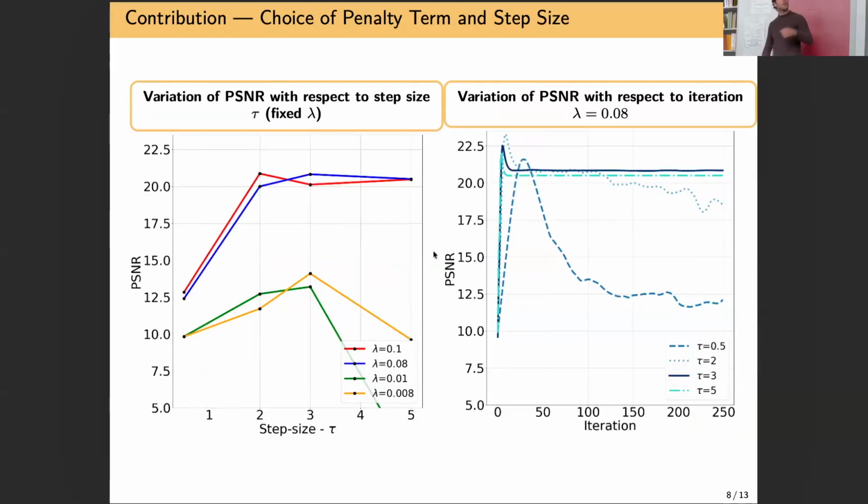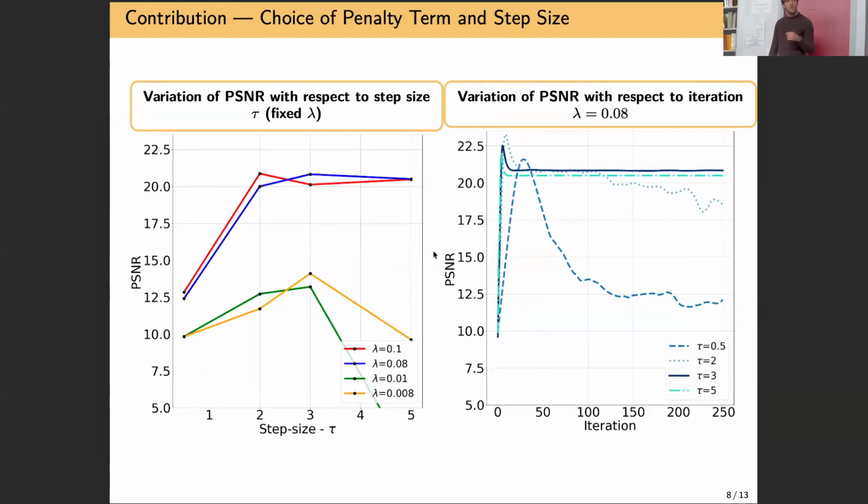Well, I don't know how to do the line, but in the blue line, you see that we obtain a maximum around the value of 20 for the PSNR and the step size of 3 with lambda, which represents the penalization term, equal to 0.8.